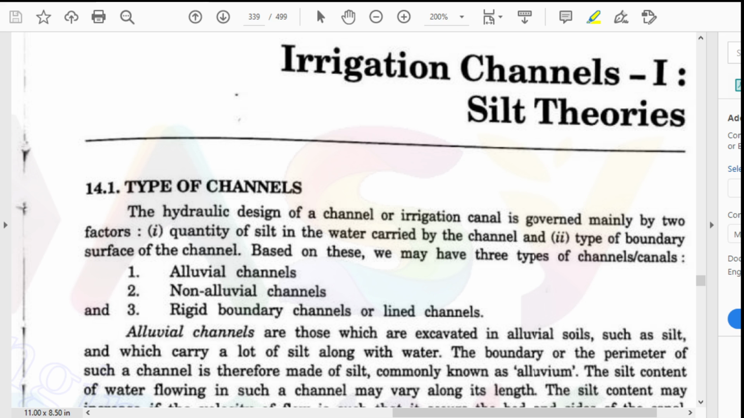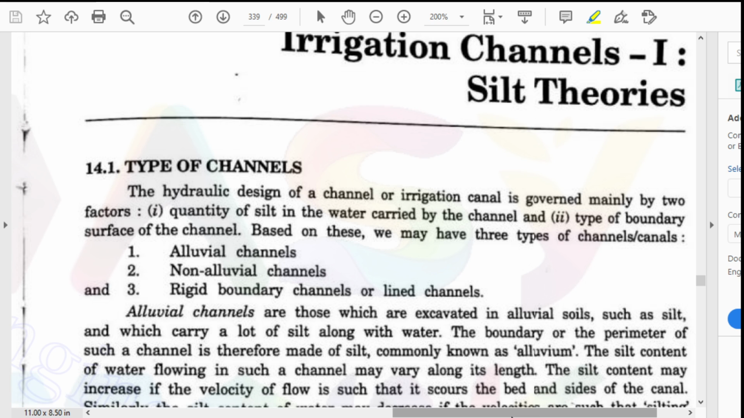Okay, now based on these we may have three types of channels, or canals you may say. The three types of canal we have: first is alluvial channels, second is non-alluvial channels, third is rigid boundary channels or lined channels. By the name, you can easily understand the third type of channel, that is lined channel. Okay, we will go one by one.